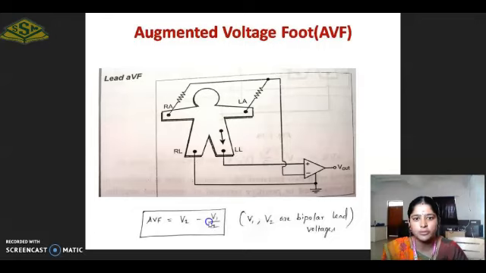The third one is augmented voltage foot. Here the right leg is considered as the ground terminal, so we have to consider only the left leg. The connection from the left leg is directly connected to the positive terminal, and equal resistances are connected to the right arm and the left arm. Their combination is connected to the negative terminal of the amplifier. Here the voltage measured is equal to (V2 minus V1) divided by 2.